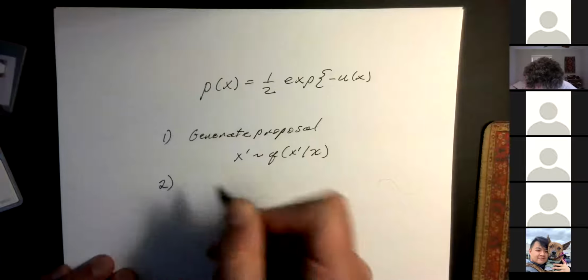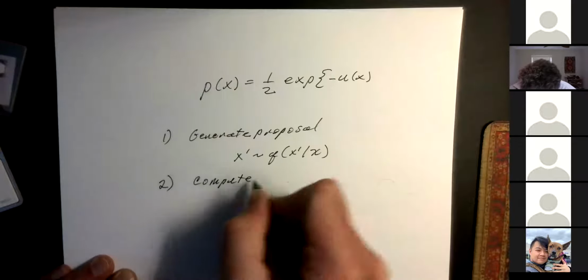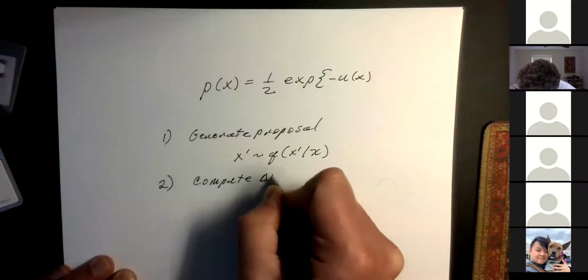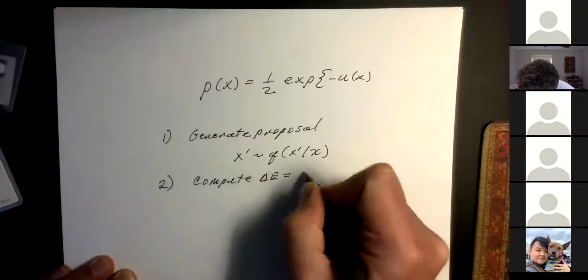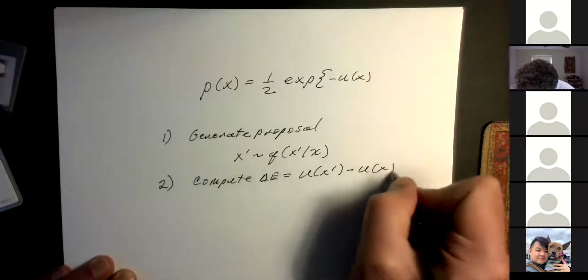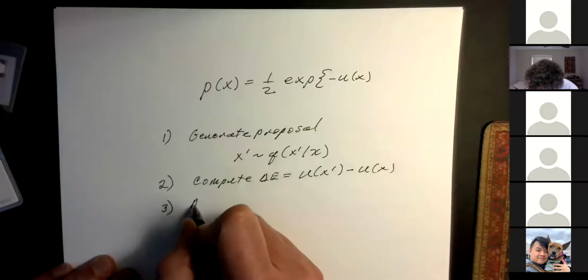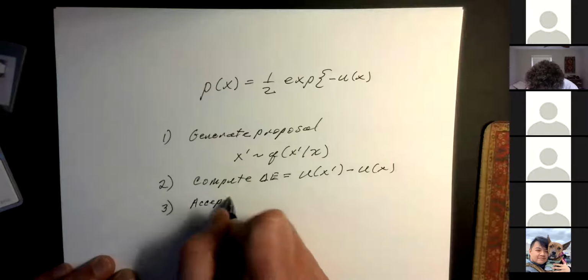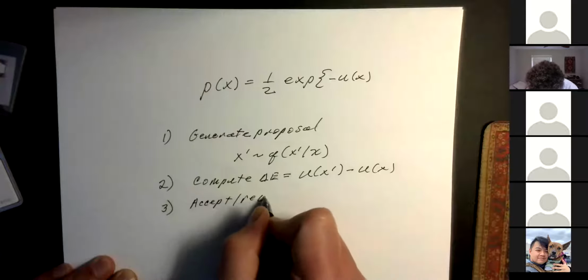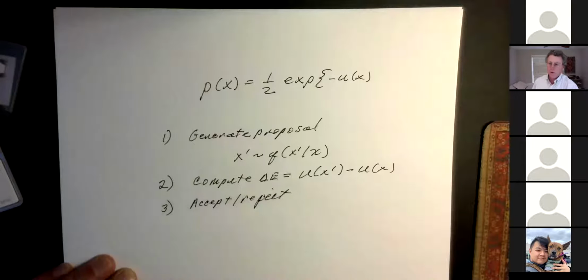Step 2 is compute delta E equals U of x prime minus U of x. And 3 is accept or reject. So you accept or reject the proposal. This is actually the only part of the algorithm that's a little tricky.